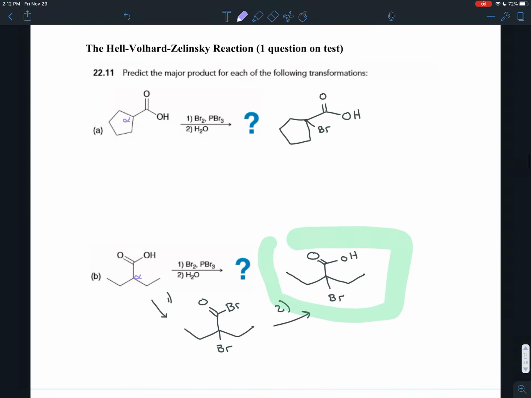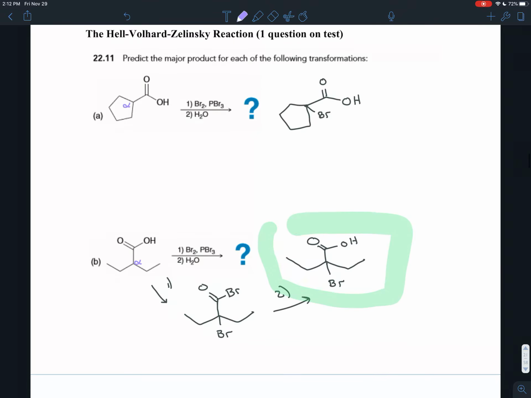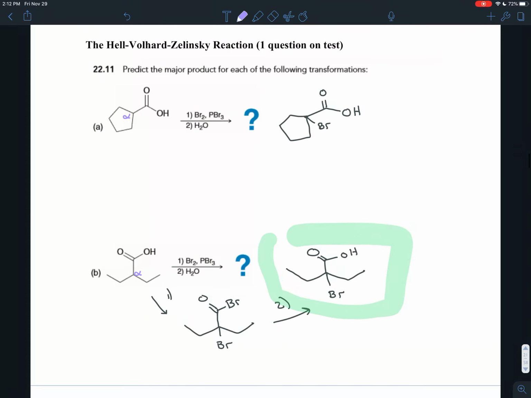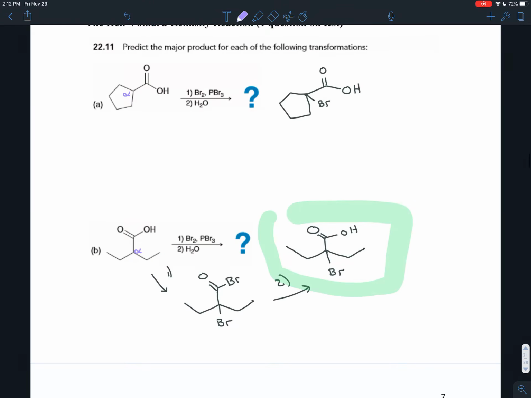That's the Hell-Volhard-Zelinsky reaction. Now, if you're just trying to memorize it, it really doesn't help you a lot either in life or in general in this class. So I really encourage you to go back and look at the explanation for all of this in the previous video. But there it is. Once you know the explanation, you can quickly think about the synthesis, putting a bromine on that alpha carbon.